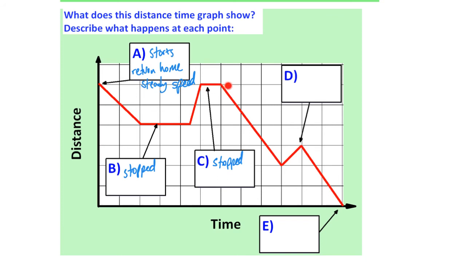Then their journey started again and they've returned home. They've had to stop and make a U-turn, so their diversion has gone away again. Maybe the road's been closed or something. So at this point D, they're changing direction. And then the last part, the journey has ended and they are back home again.